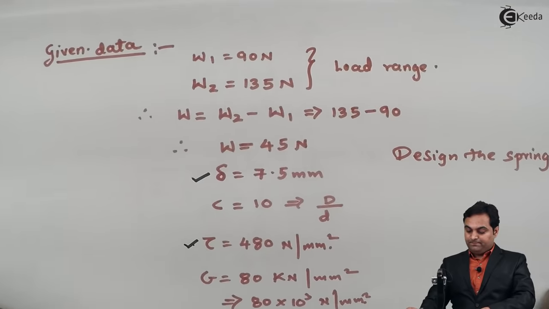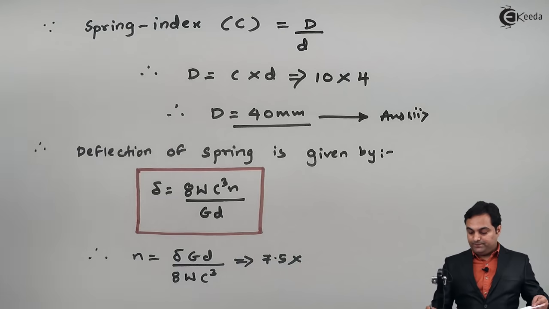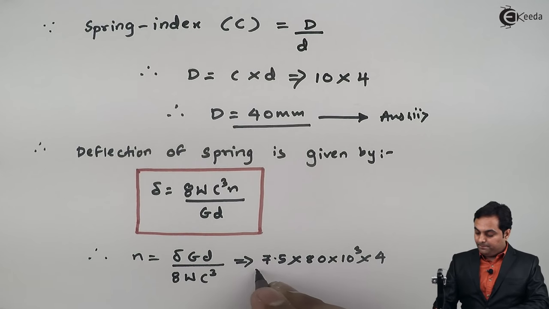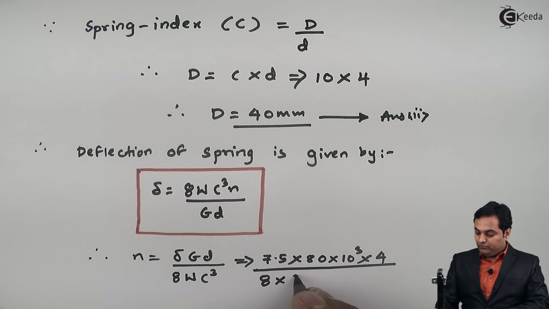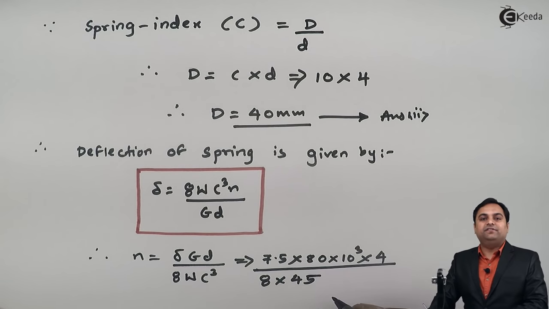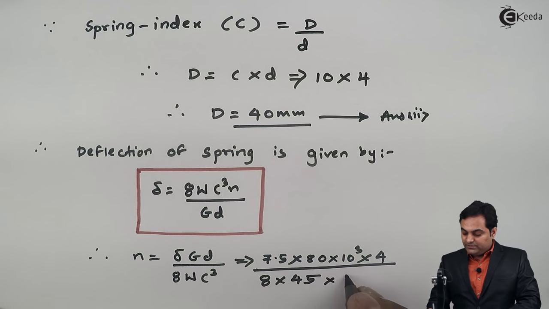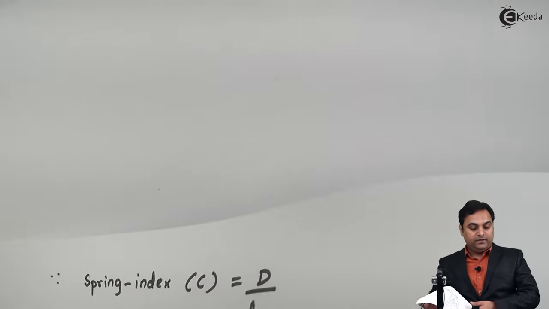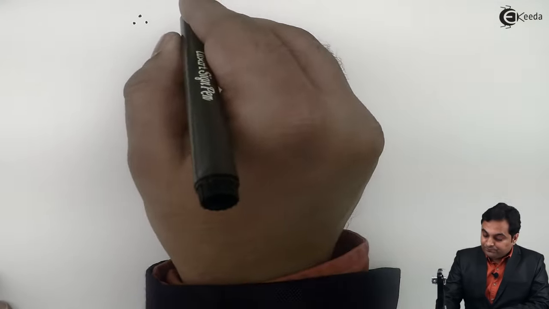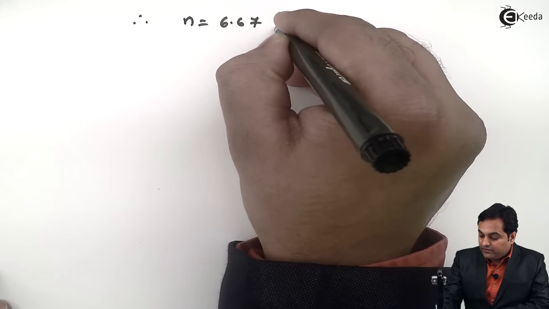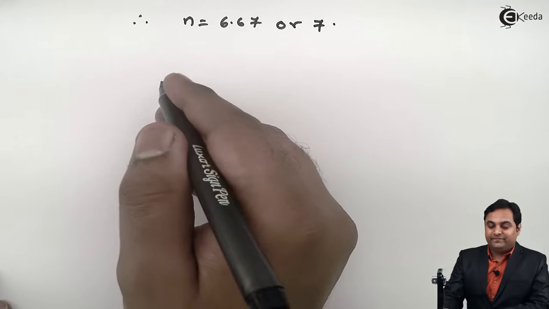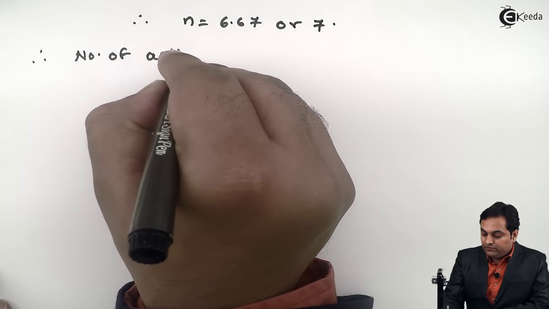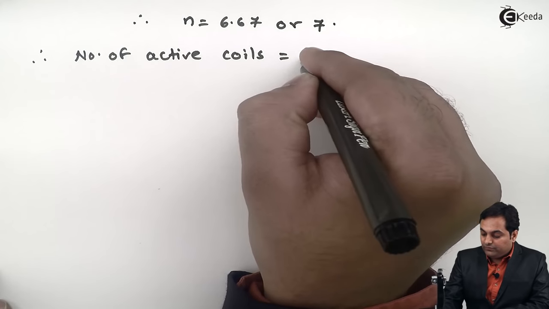Next, capital G, its value was also given. Capital G was 80 into 10 raised to 3 Newton per mm square. So 80 into 10 raised to 3. Small d is 4, we have calculated. In the denominator we have 8 into 45 because that is the load for which we are designing the spring, into C cube. C is 10, so 10 cube. So if I calculate this, I will get the answer of n, and it comes out to be 6.67, or we can round it off to 7. So therefore I'll say that number of active coils is equal to 7.